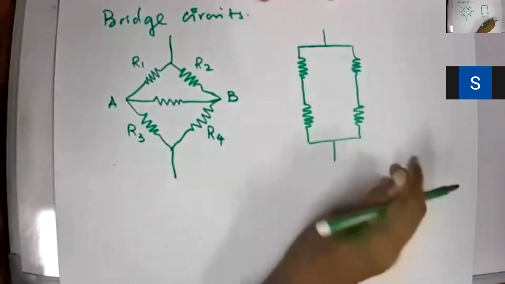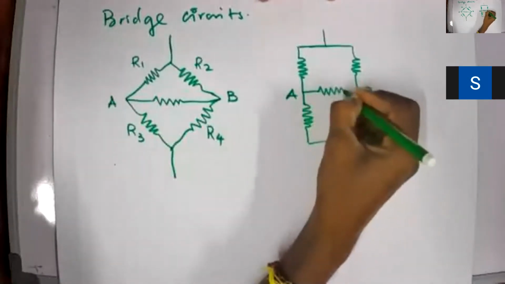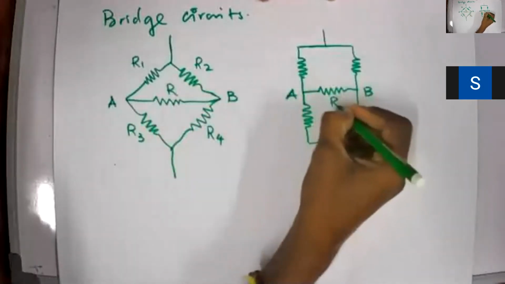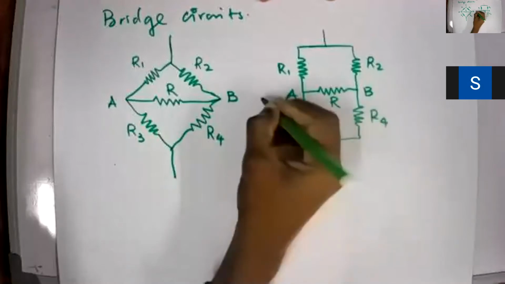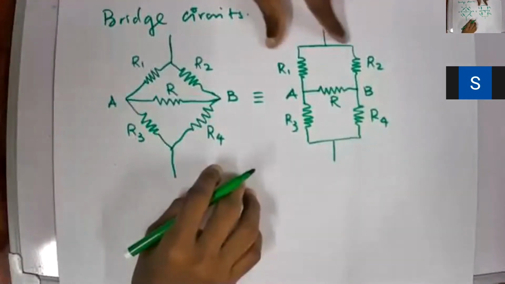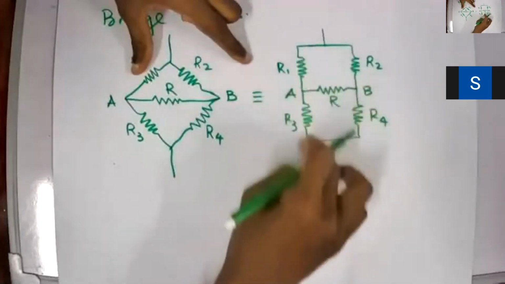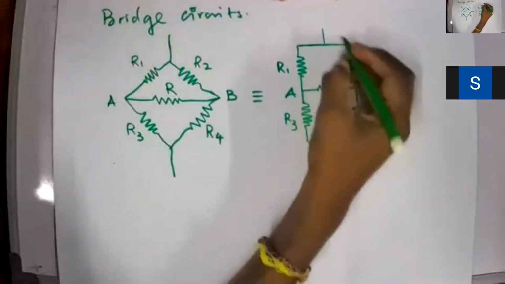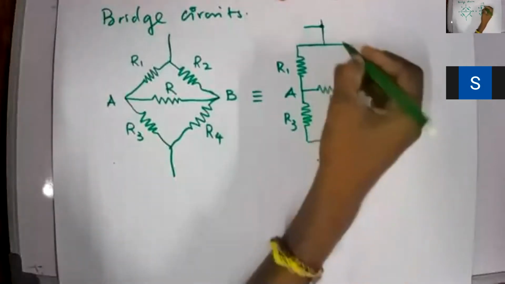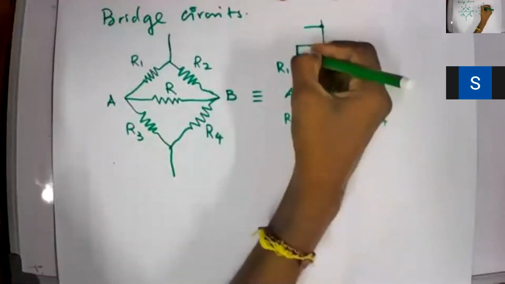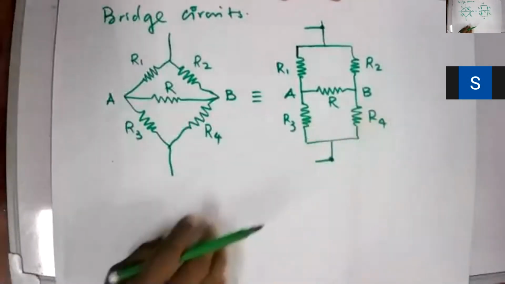In this circuit here, I have my points A and B. Let this be R. So this will be my R, R1, R2, R3, R4. So these are equivalent circuits. What I have done is simply I just extended this cable and then made it into two potential dividers. If I apply a potential difference between these two points, then there are two potential dividers. One is made up of R1 and R3, and the second potential divider is made up of R2 and R4.